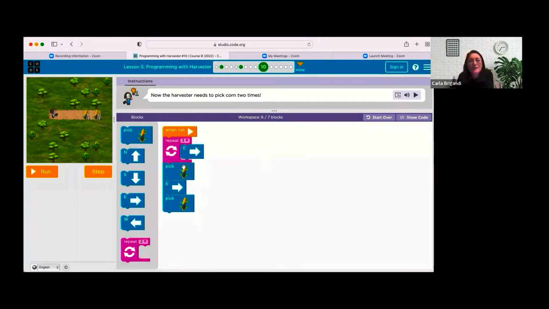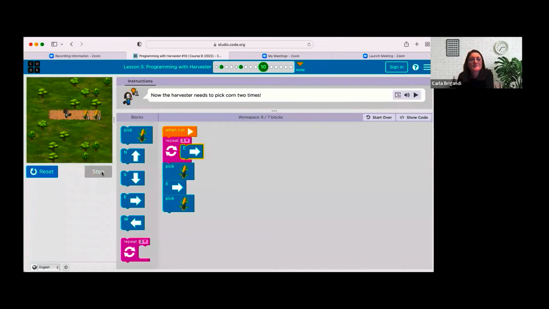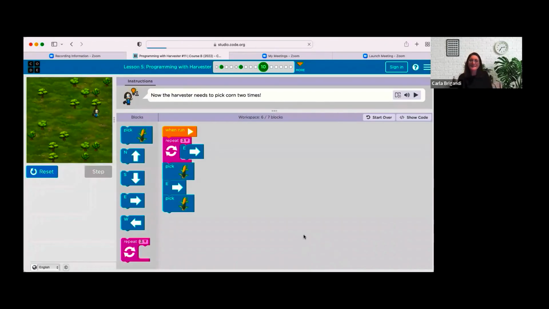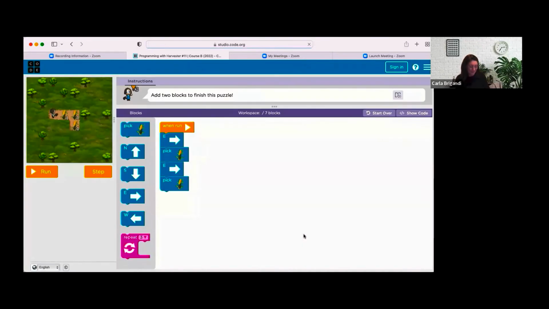Can I use another pattern here? I don't think so. If there were another east after the pick, I could use another repeat block, but I'm just going to go step by step, decompose this to see if it works. And it worked great, so I created a nice algorithm. I'm going to continue on to the next one.